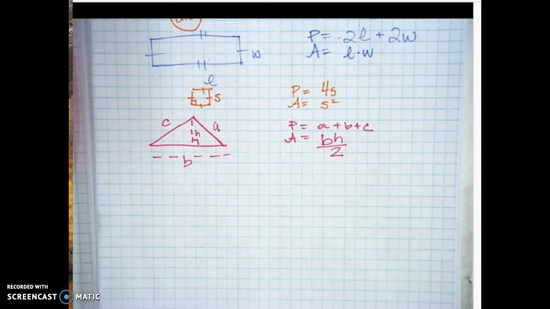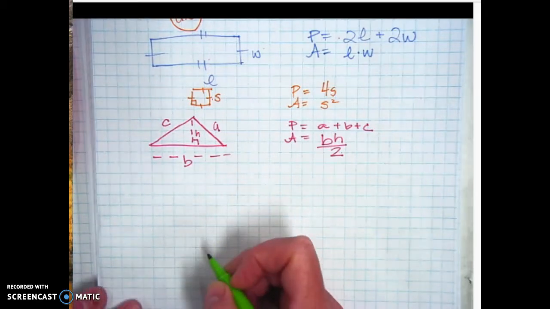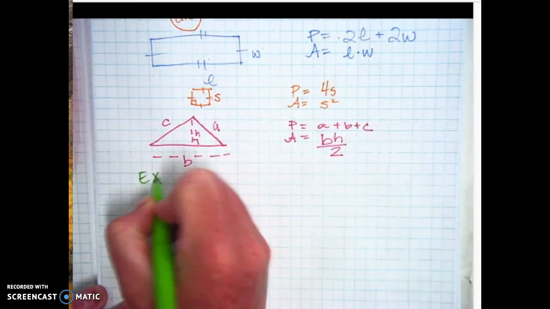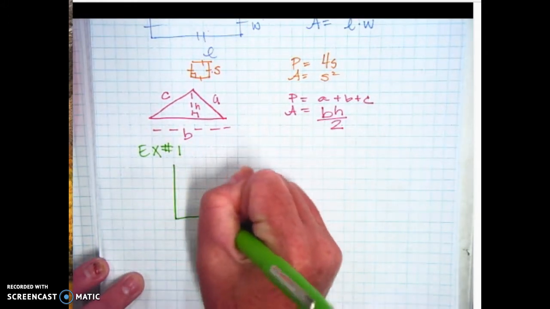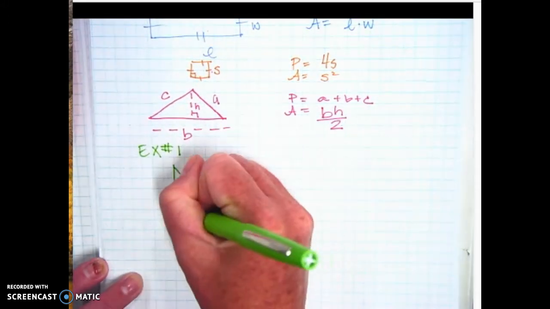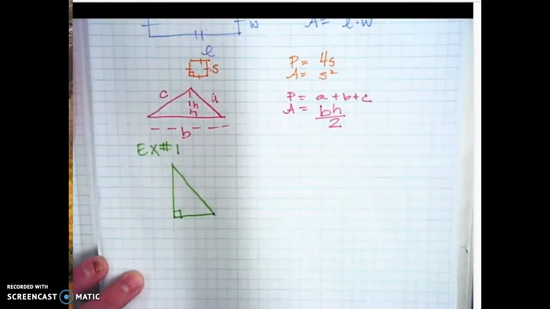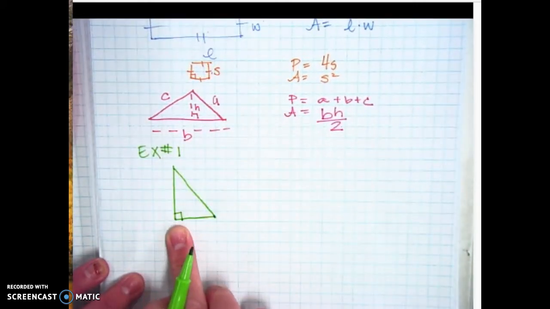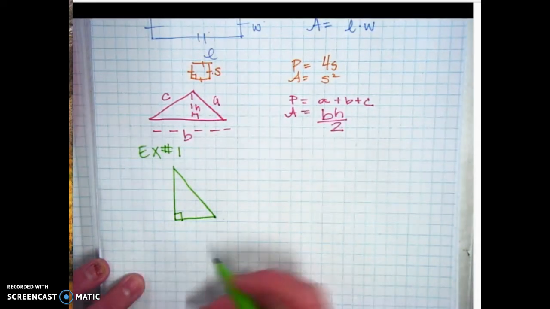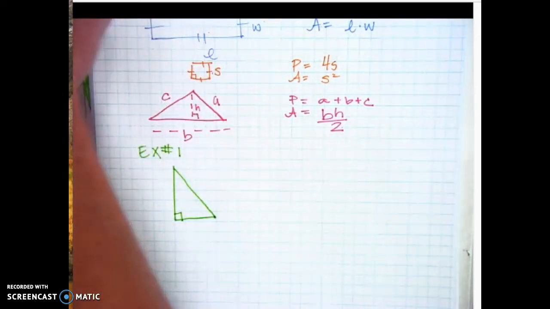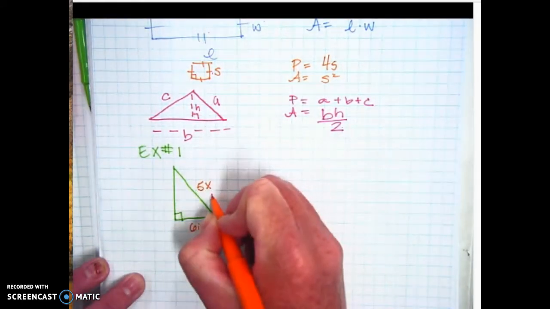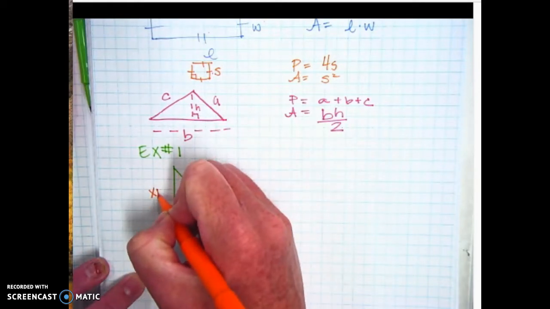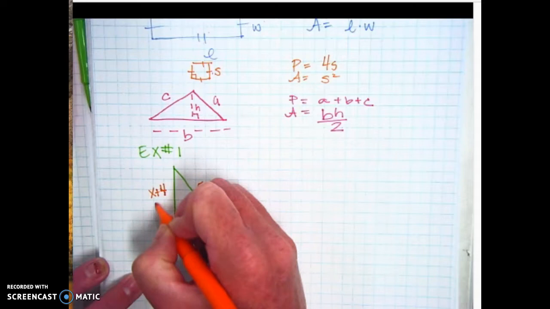All right, so let's calculate some perimeters and areas. First, let's start with a triangle. So example number 1, we're going to find the perimeter and we're going to find the area of the following triangle. This triangle is going to have a little box right here, so it's called a right triangle, meaning it has a 90-degree angle right there. And I'm going to give you some measurements. We're going to have 6 inches down here, 5x inches right here, and x plus 4 inches, whoops, over here.